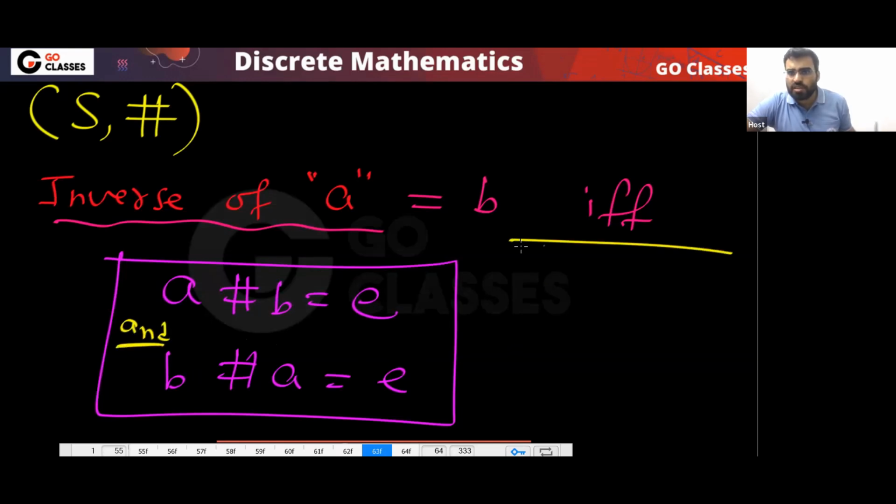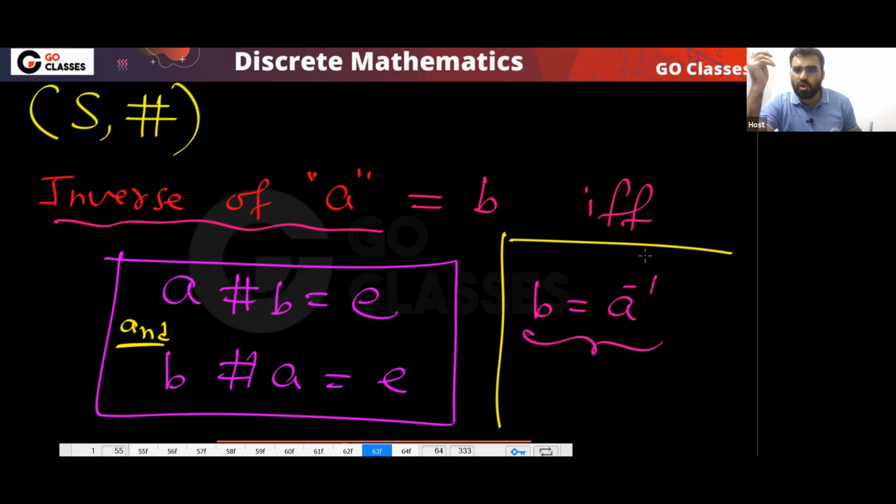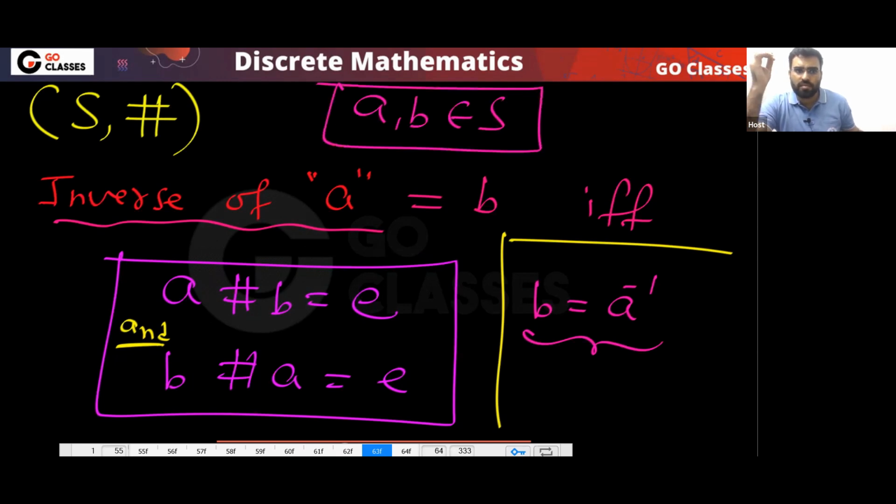In such a situation, this B will be represented as A inverse. We will say that B is the A inverse. Everything belongs to the base set. A, B, every element always comes from the base set.